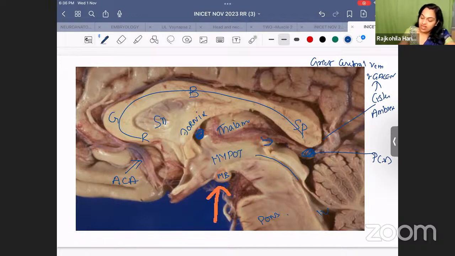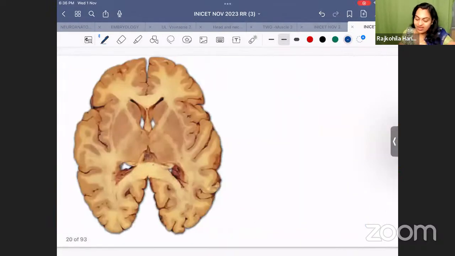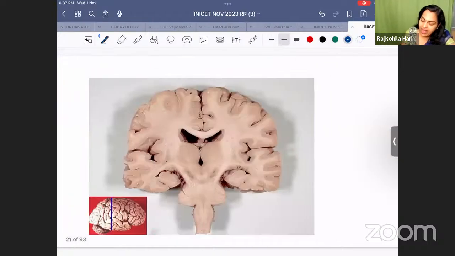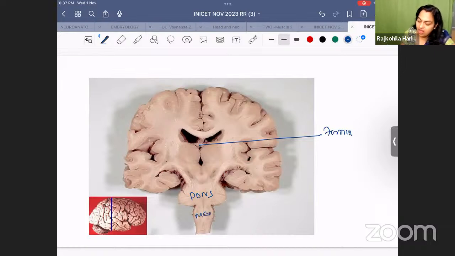Okay. So we have seen the mammillary body here. Here, this is the fornix. We have seen this picture, right? Fornix is here. And here again, another coronal section. You can identify the fornix here. Okay. So here, this is the pons. This is the medulla. Above the pons, this is the midbrain region. The pigmented gray matter that you see here is the substantia nigra.